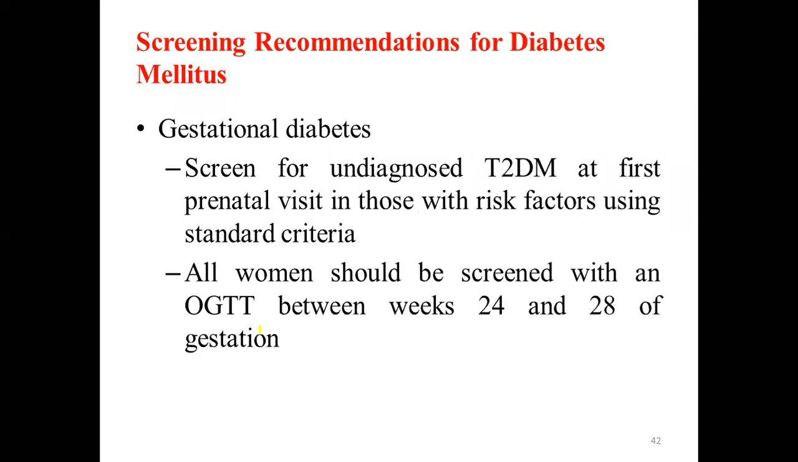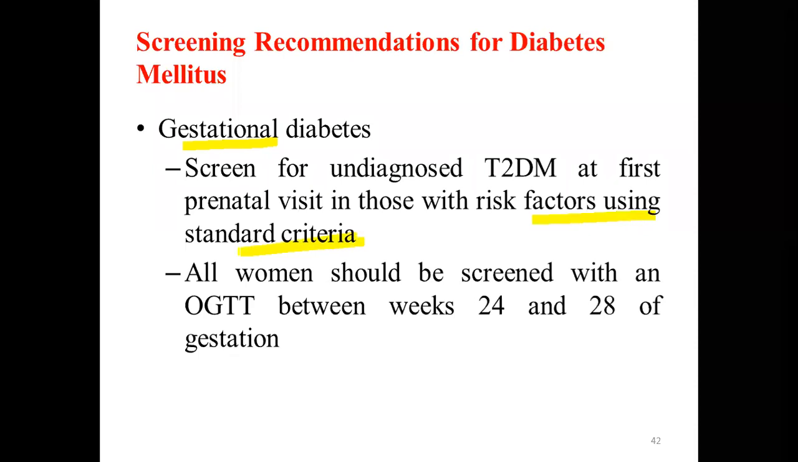And then what about gestational DM? Screening for undiagnosed type 2 DM at the first prenatal visit in those with risk factors, using standard criteria, is usually recommended. But nowadays, when a mother goes for antenatal care, they also check for the possibility of gestational DM. We mentioned why gestational DM is common and why it happens in a few mothers, and I mentioned the reason in the previous class. The recommendation is that all women should be screened with an oral glucose tolerance test between weeks 24 and 28 of gestation. This is the time the mother is most likely to have gestational DM or hyperglycemia. So this is the recommendation according to the American Diabetes Association guideline.